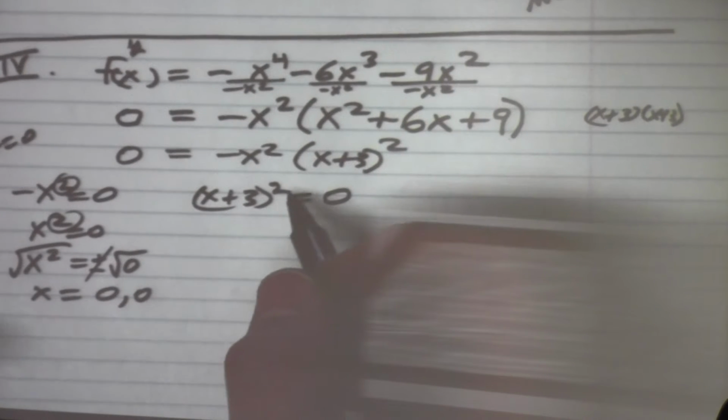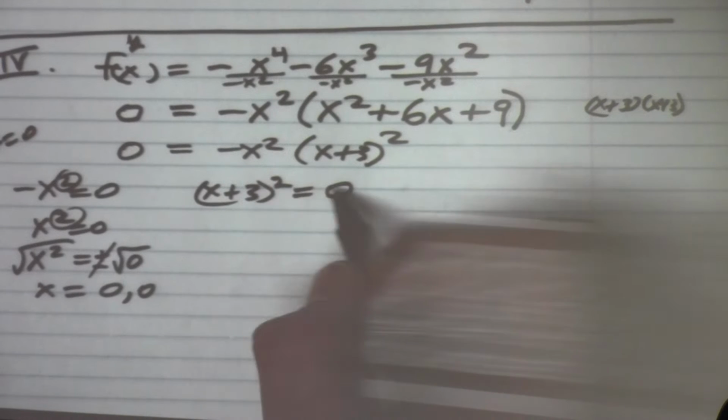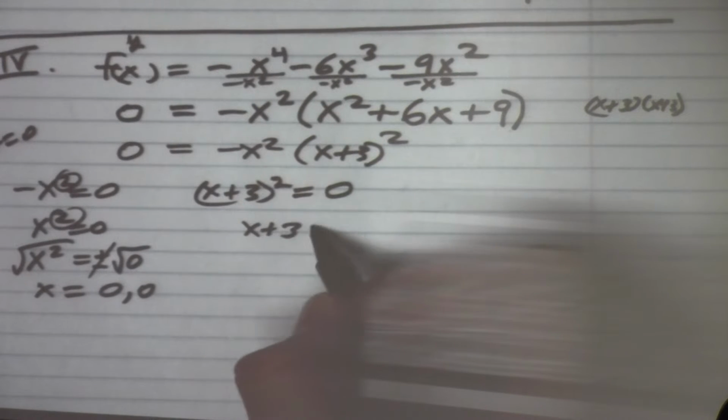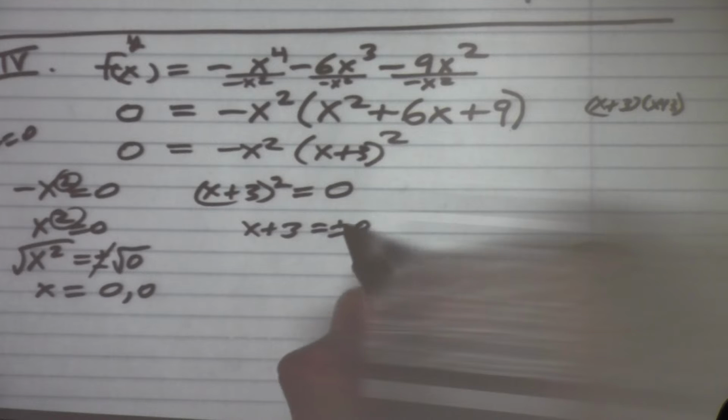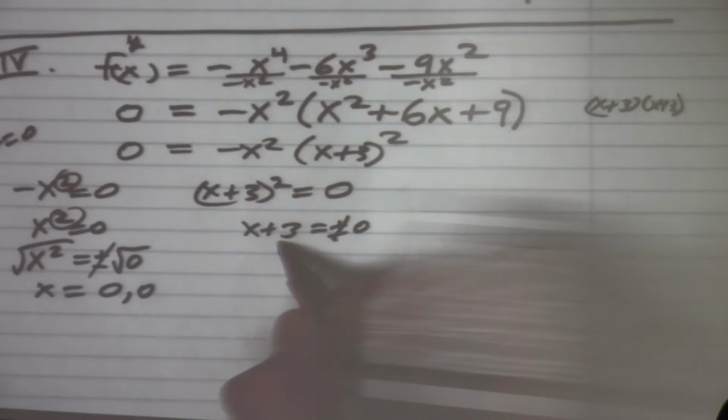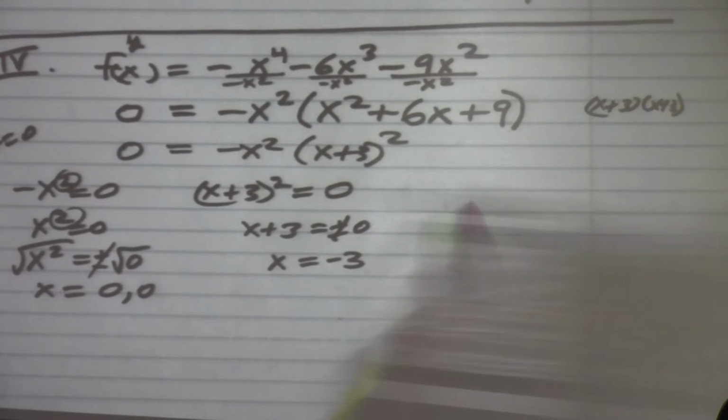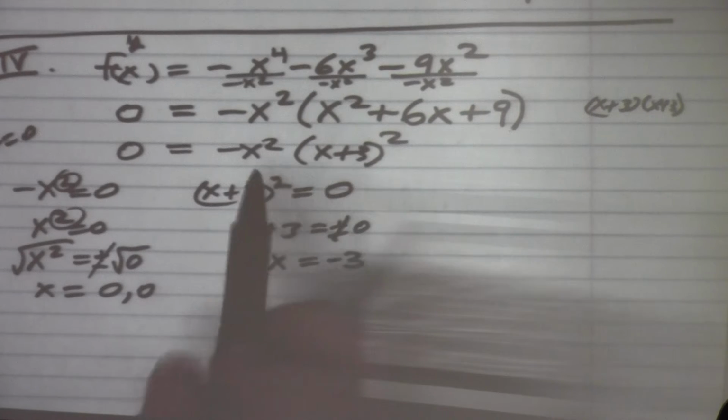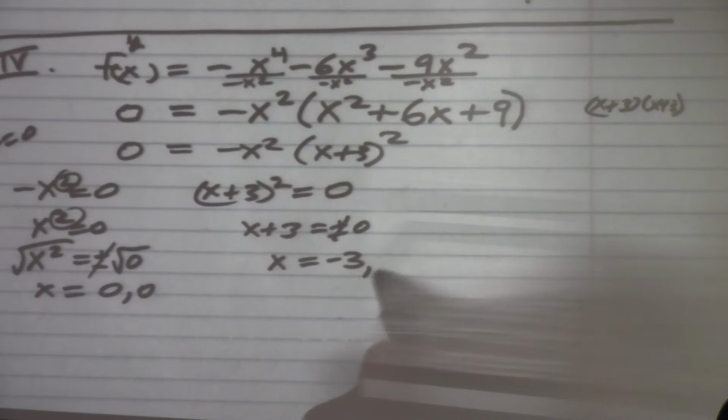Over here, it's the same thing. We can here take the square root of both and do x plus 3 is equal to plus or minus 0, but that's still just 0. And then subtract 3, so x is equal to negative 3. But because this was squared, that means there's 2 negative 3's.